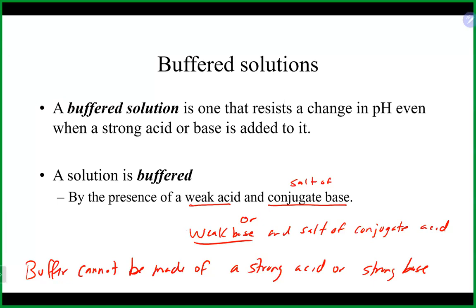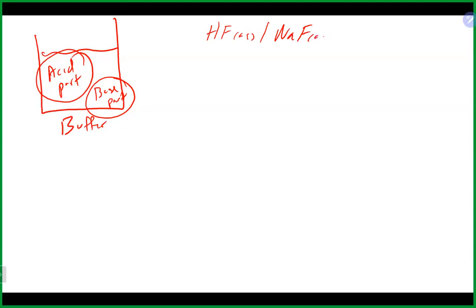Well, it is because you essentially need to have in that solution, if it is a buffer, an acid part and a base part. So if it is to be a buffer, you've got to have both an acid part and a base part to that buffer. So for example, if we took something like HF and NaF, these are a weak acid and its conjugate base.